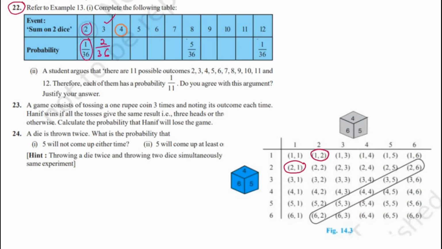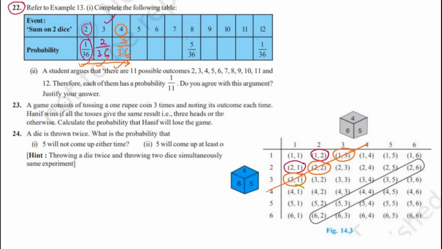Then getting a sum of 4 means, here I am encircling 3 comma 1, that is 3 plus 1 is 4, 2 plus 2 is 4, 1 plus 3 is 4. So these are 3 cases out of the 36 cases. So the probability of getting a sum of 4 on the 2 dice is 3 out of 36. Now you see how this probability list of numbers is ascending. The first one was 1 out of 36, next is 2 out of 36, next is 3 out of 36. So now we need not see for 5, but still I will show you.